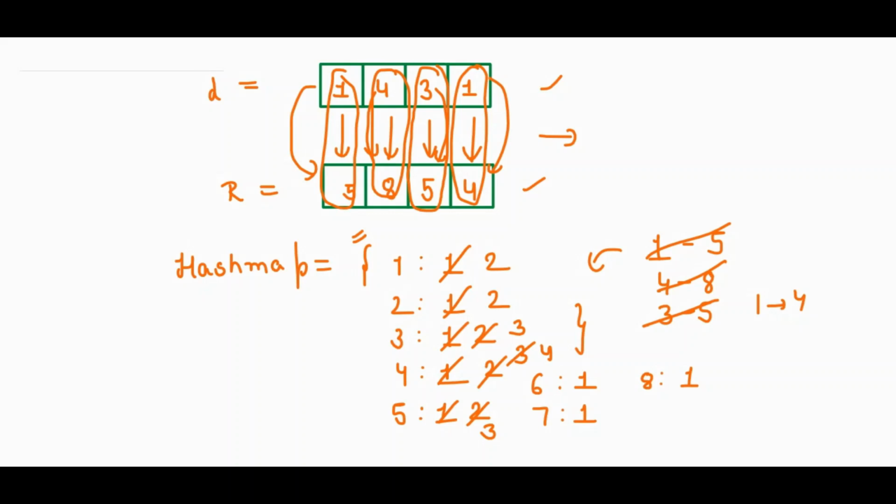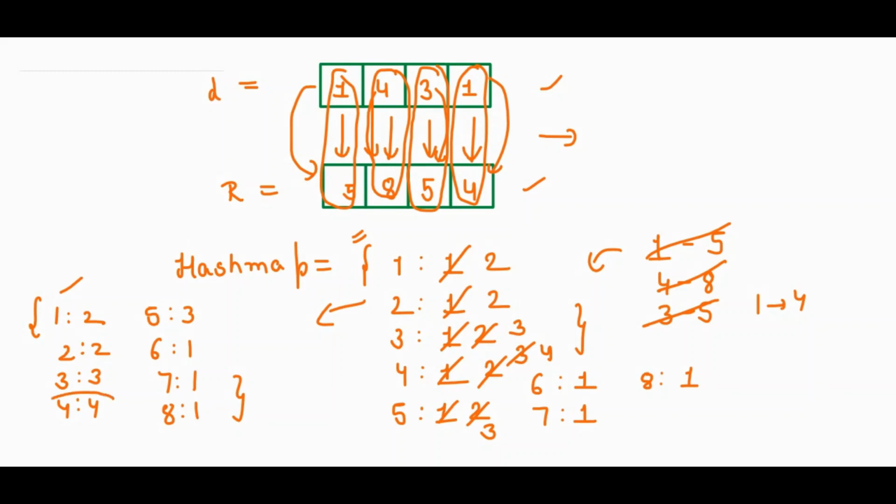Okay. Now the hash map looks like 1: 2, 2: 2, 3: 3, 4: 4, 5: 3, 6: 1, 7: 1, and 8: 1. Okay. So which is the number occurring the maximum number of times, or the frequency of the number which is maximum? So we have 4 here. 4 has the frequency 4. That means 4 is occurring 4 times in these ranges. So our answer will be 4.